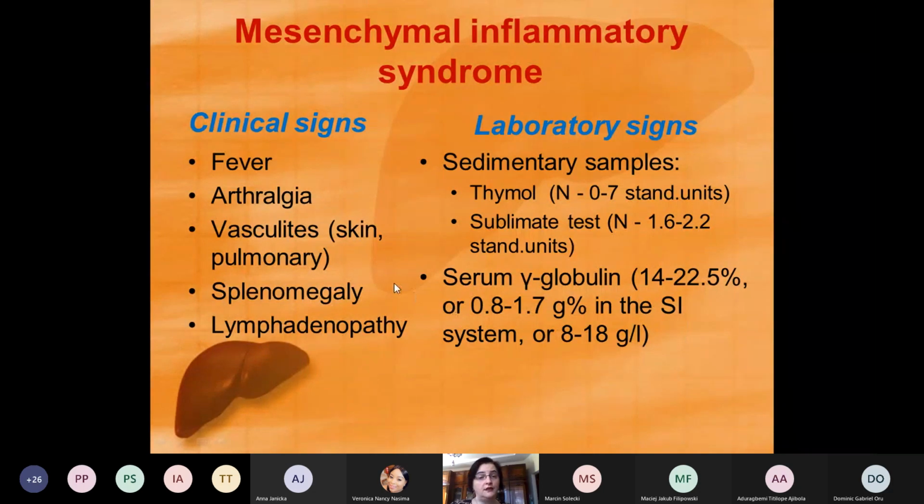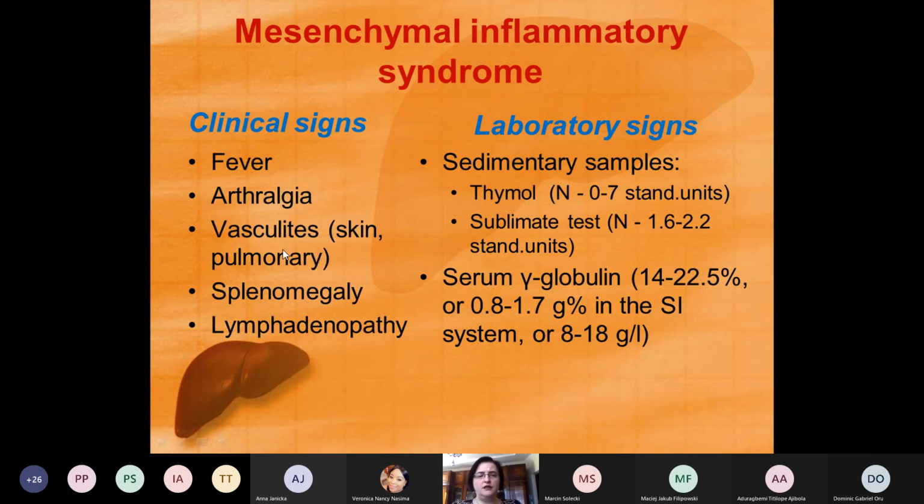Mesenchymal inflammatory syndrome. Clinical signs during the acute phase: fever, arthralgia, because intoxication is present. I hope you remember that the liver is one of the most important organs and it detoxifies all our blood, because through the portal vein goes all this volume of blood, and the liver takes off all the toxins from blood, and it's like the main laboratory of our organism. And if the liver is under attack, all the toxins will stay in our organism and will lead to intoxication and inflammatory syndrome.